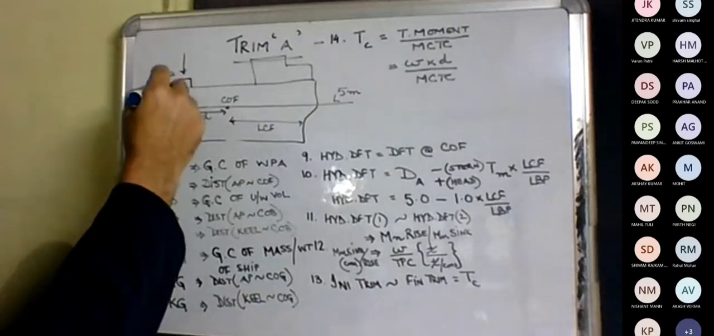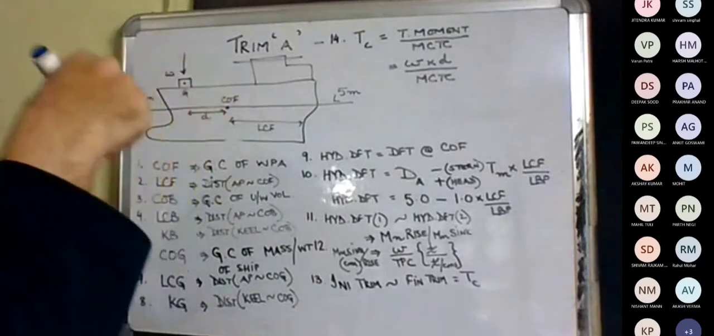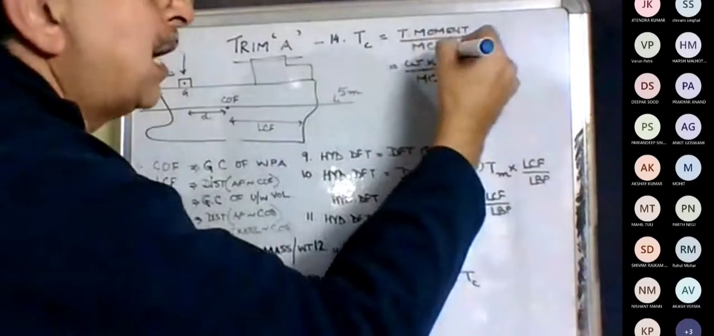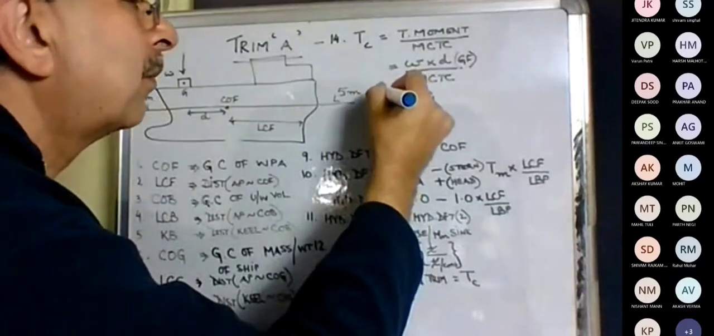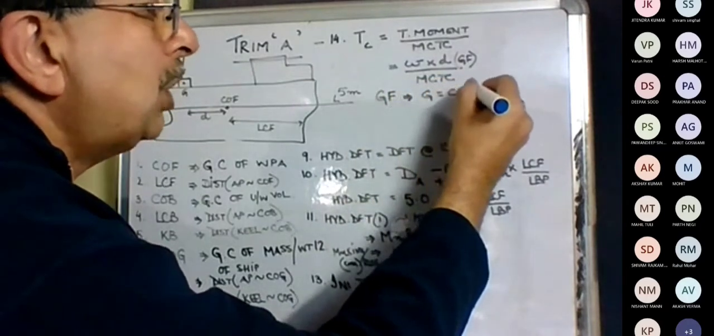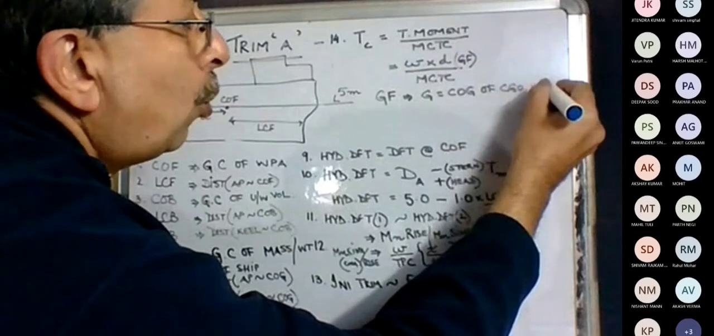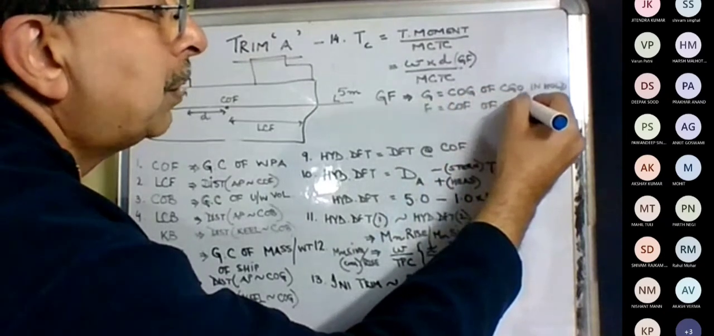This W, which is acting downward, is acting through a lever of D. The D is the lever. G is the center of gravity of the cargo in the hold. D is the distance between GF. G is the COG of the cargo in the hold. And F is the center of flotation of the ship.